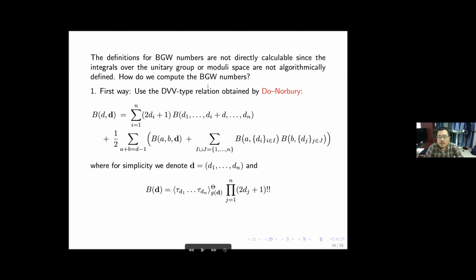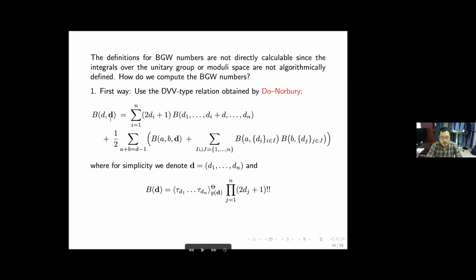So how do we compute these numbers? The first way is to use the DVV type relation. DVV here is Dijkgraaf-Verlinde-Verlinde. In this BGW case, we again have a DVV type relation, obtained by Norbury, maybe around 7 or 8 years ago. The DVV type relation is a kind of recursion.